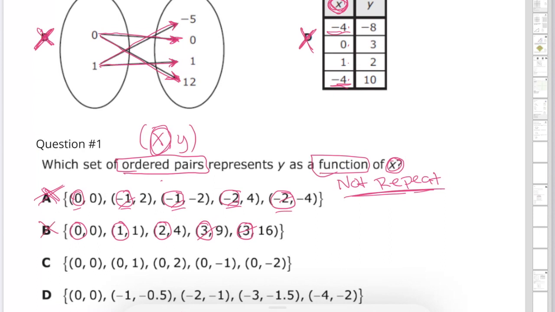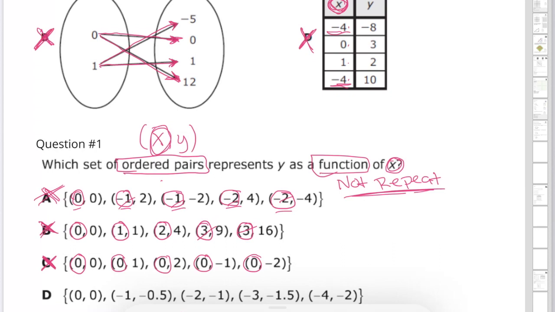Moving on to C, I'm going to circle x again, the first number in each ordered pair. So I have 0, 0, 0, 0, 0. The whole way through I had the exact same number, which was 0, and that is repeating too many times because we can't have it repeat at all. So C is not my answer, and D is probably my answer, but let's check it just to make sure.